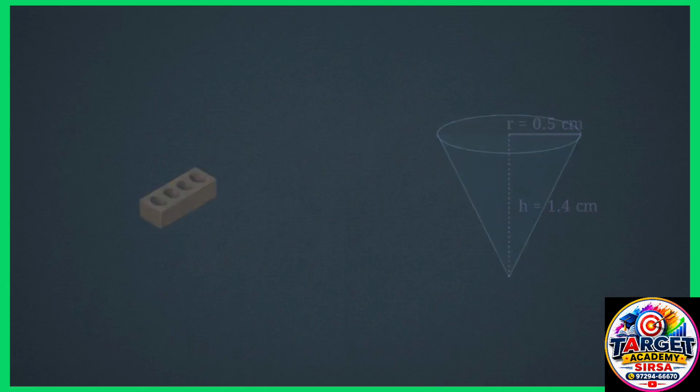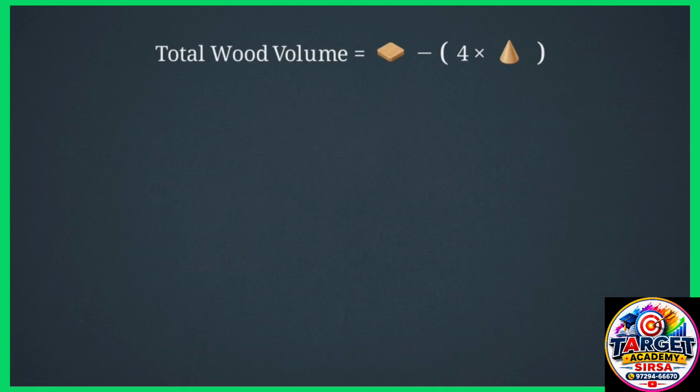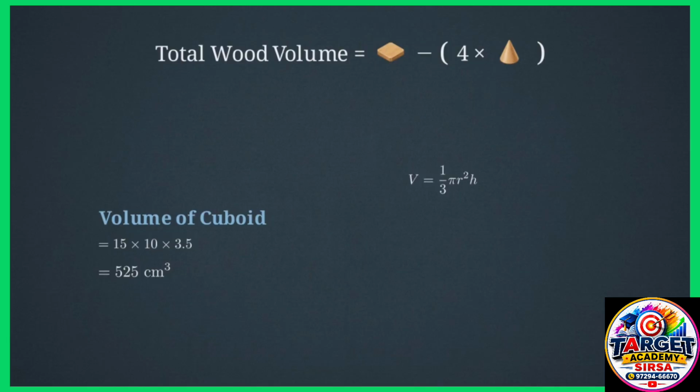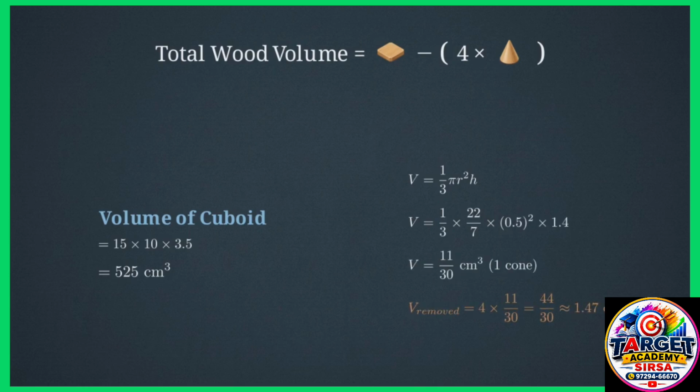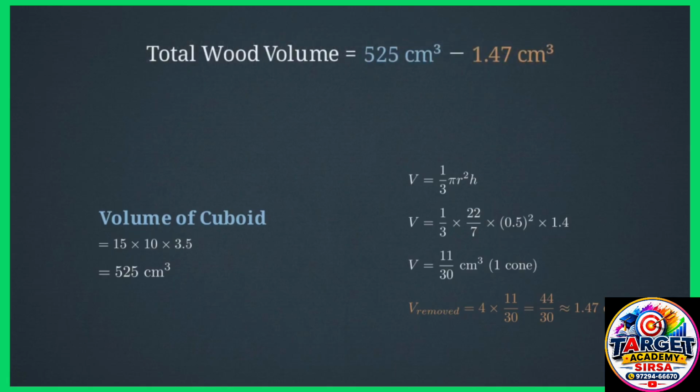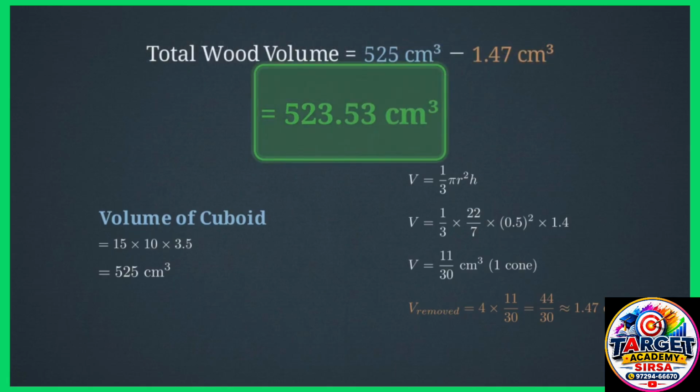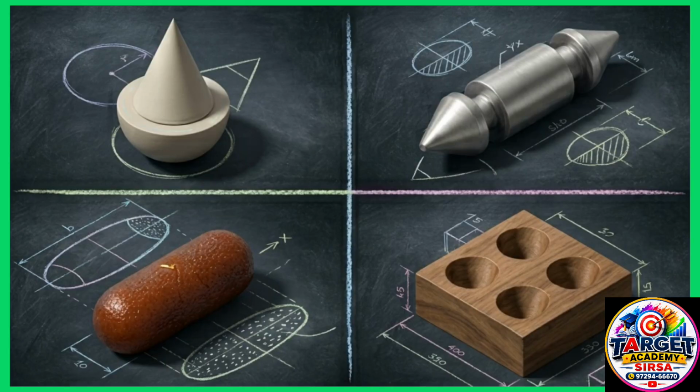The mathematical framework here is subtraction. To find the volume of the remaining wood, we take the initial volume of the cuboid and subtract 4 times the volume of a single conical cavity. Multiplying length, breadth, and height gives us 525 cubic centimeters of solid wood. We calculate the volume of one tiny cone, multiply it by 4, and get roughly 1.47 cubic centimeters of removed material. Subtracting that from the base leaves 523.53 cubic centimeters.